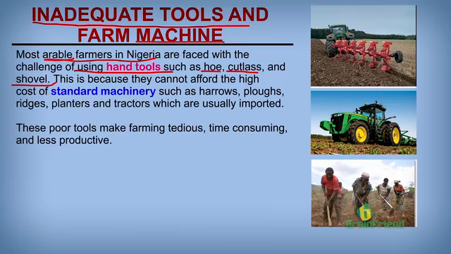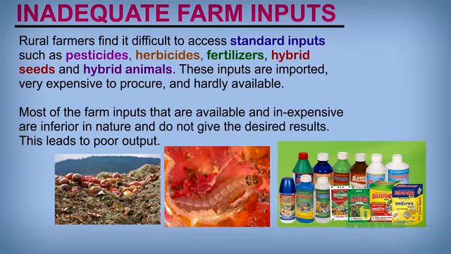Examples of standard machines or equipment include harrows, plows, ridgers, planters, and tractors. These equipment are usually imported and they are expensive. The use of poor hand tools makes farming activities very tedious and less productive. This is because farmers may have to spend more time using these tools to work on their farms than they would have done using better equipment. Another problem encountered in the agricultural sector is the problem of inadequate inputs.